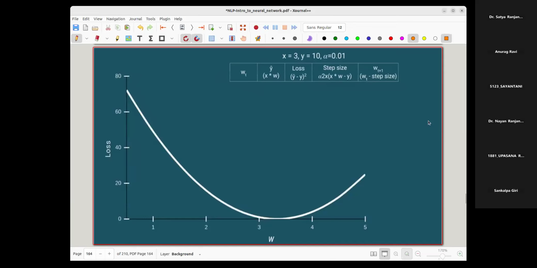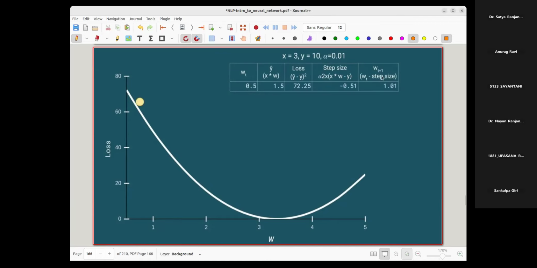So let's see. If x is 3, y is 10, actual y is 10, and I am taking the learning rate as 0.01. Okay, what do I have to calculate? Initially I will randomly initialize W. Let's say it is 0.5. Then I have to calculate y cap, which is nothing but x into W. Then I have to calculate the loss. Then we find this updation value. Then we update W using the updation.